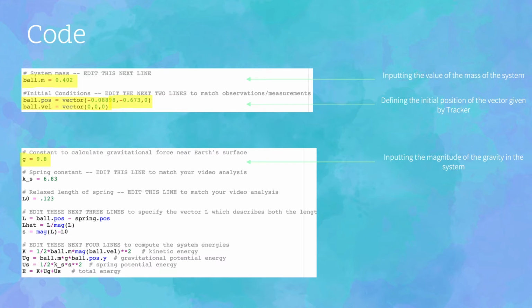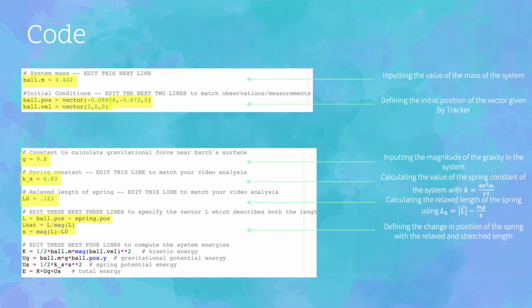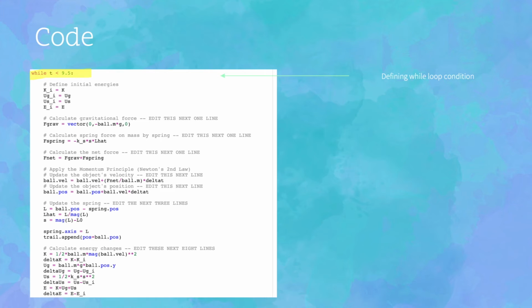Later, I calculated the spring constant with the formula K equals 4 pi squared times mass over period squared, and calculated the relaxed length with the formula L0 equals magnitude of length minus mass times gravity over the spring constant. Then I defined the value of the change in position using the relaxed length and the stretched length. After that, I defined the formula to find the value of the kinetic, potential, gravitational, spring potential, and total energy of the system. Then I created a while loop to iteratively calculate this energy throughout the whole movement.